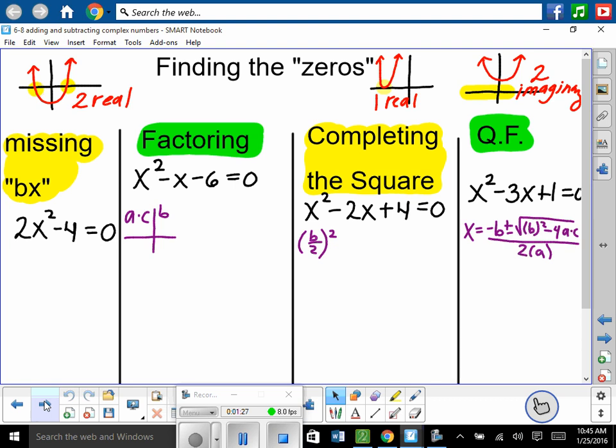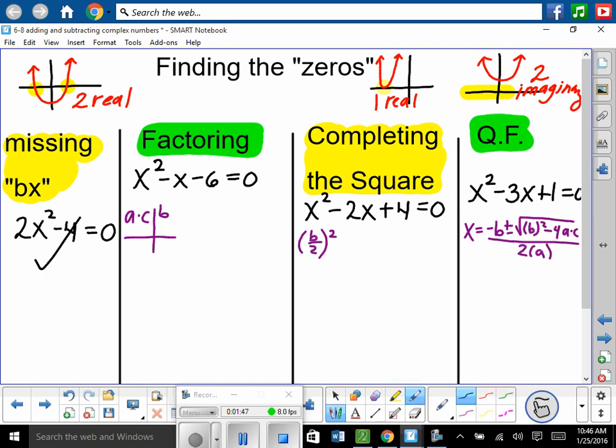We learned how to solve when missing bx, right? What would we do? Plus 4. Divided by 2. Divide by 2, then take the square root, and not forget the plus and minus. Very good. Okay, so any questions on solving when missing bx?